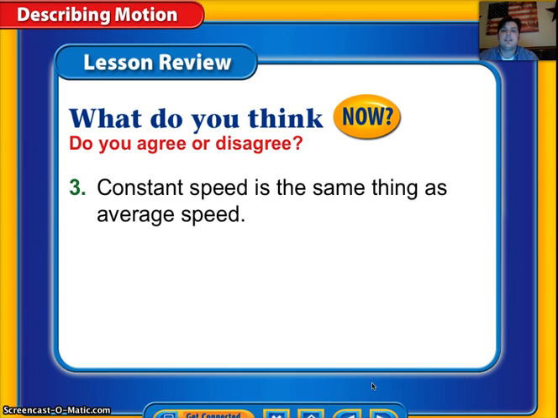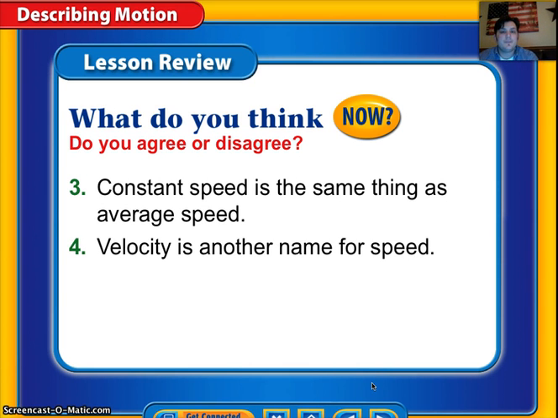Okay, so let's think about this. Thumbs up, thumbs down. Constant speed is the same thing as average speed. Not exactly. Constant speed is making sure that you keep the same speed every time, while average speed is finding the total distance divided by your total time. A lot of the time, though, it's easier to find an average speed if you're keeping a constant speed.